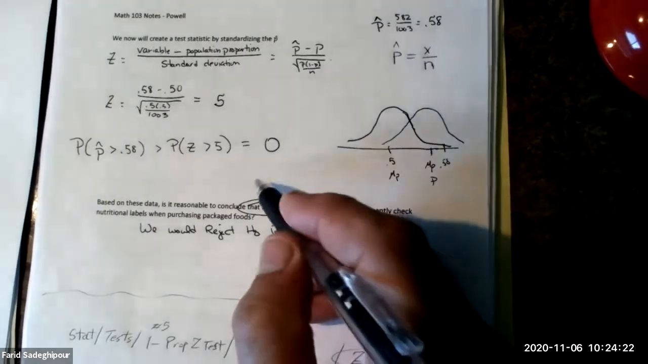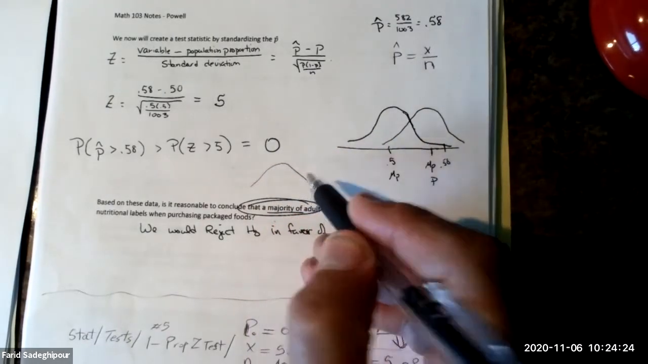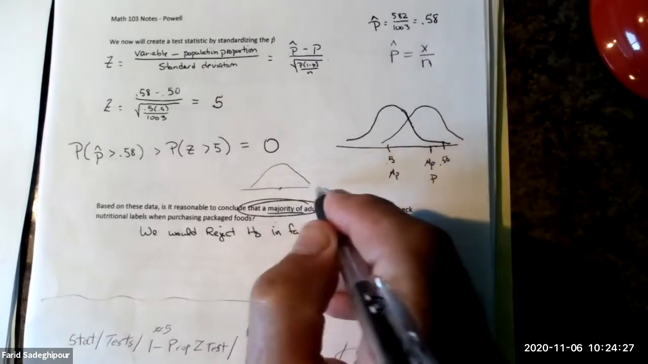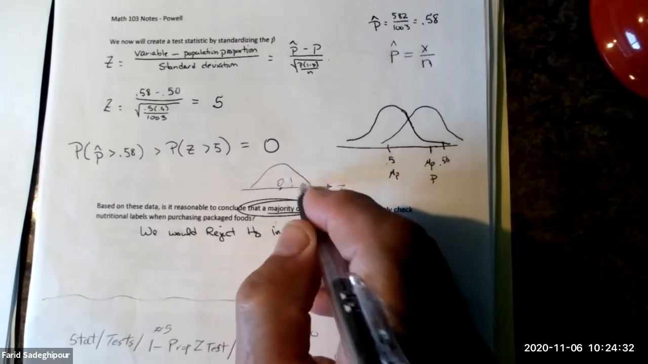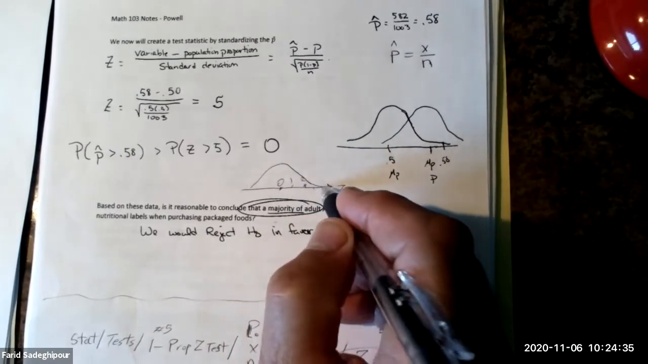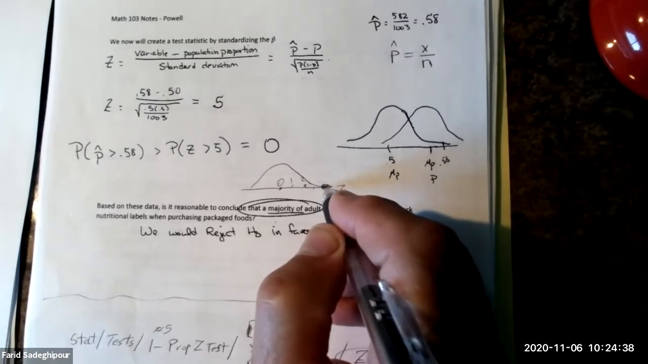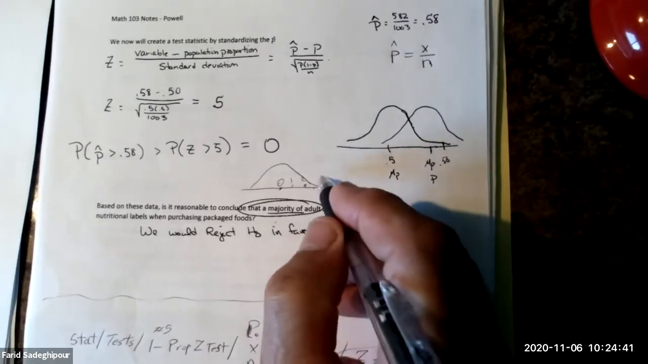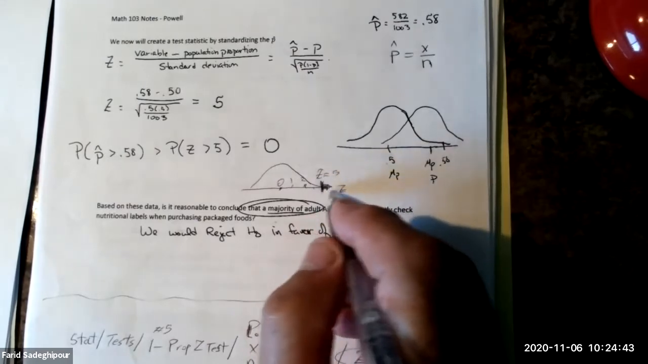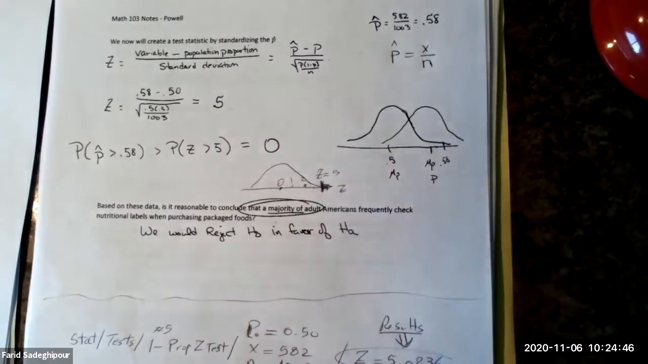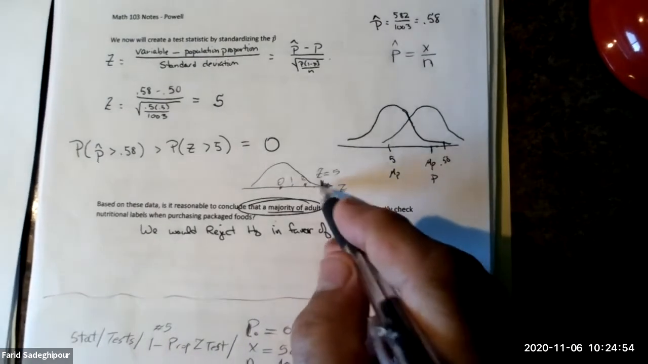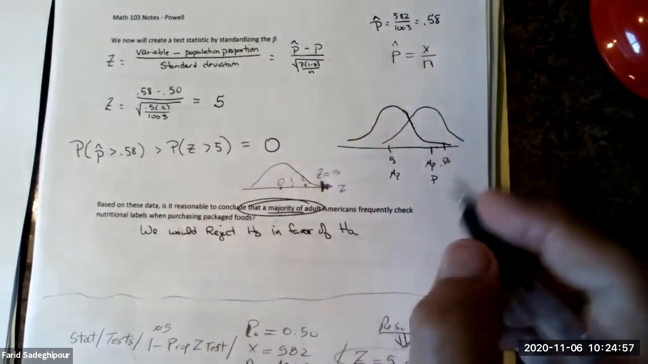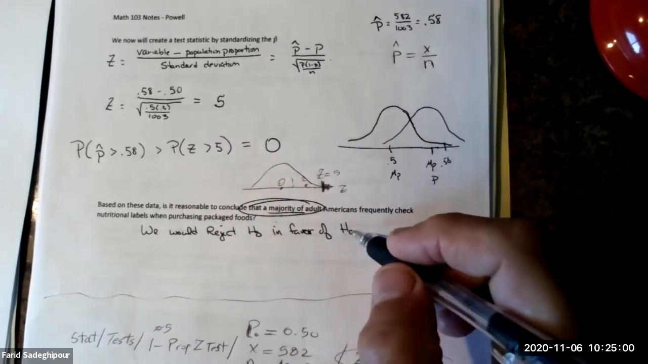So if this is the value of z, 0, 1, 2, 3, greater than 5 means basically you don't have any area. The area to the right of z equal 5 is almost 0. So if the area that you calculate based on this is less than alpha, then you reject the H0.